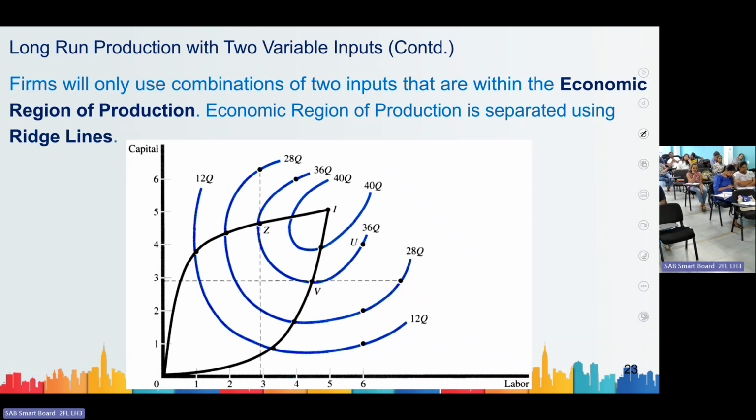Earlier I told you that we are considering the portions of isoquants which are convex to the origin, which are downward sloping and convex to the origin. We ignore the upward sloping portions of isoquants. We don't consider them in our analysis.